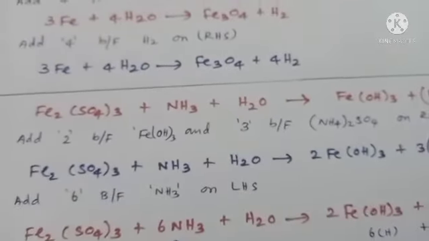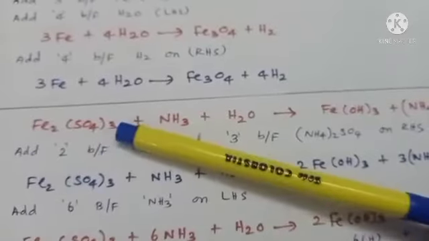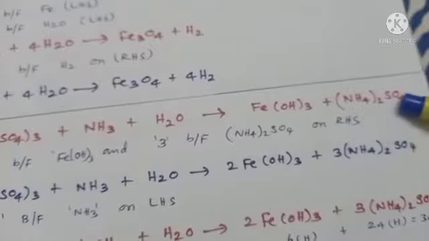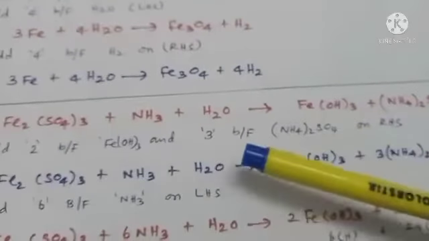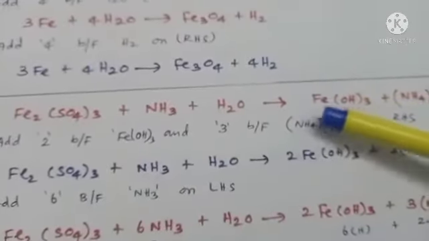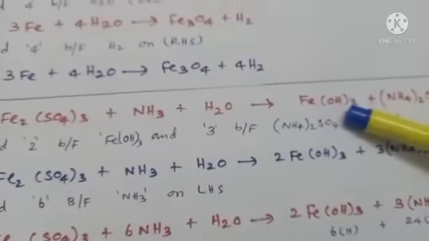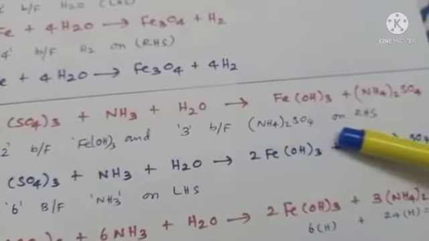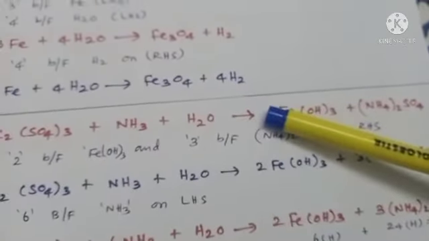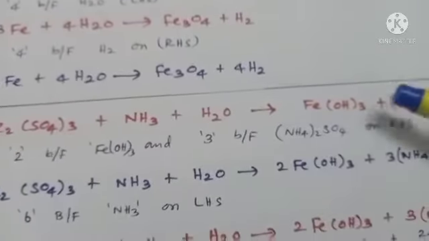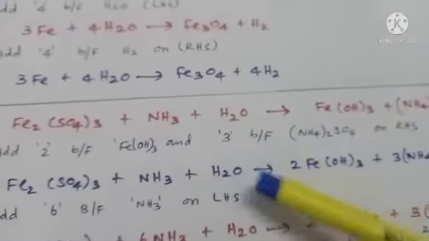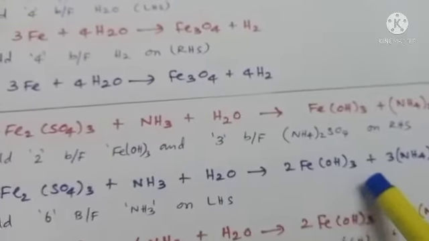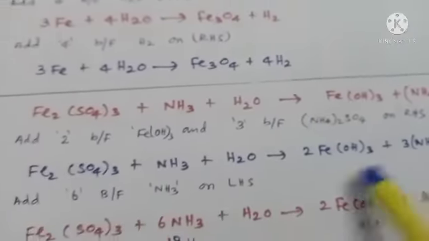Similarly, the sulfate portion. On the left side there are 3 sulfate ions, but on the right side (NH4)2SO4 has only 1, isn't it? But now first I introduce 2 before Fe(OH)3 on the right hand side, as well as 3 before (NH4)2SO4, ammonium sulfate. I introduce 2 here to balance iron and 3 here to balance sulfate ion. So now I am getting an equation: the left side is written as such, on the right side 2 is introduced before ferric hydroxide, 3 before ammonium sulfate.